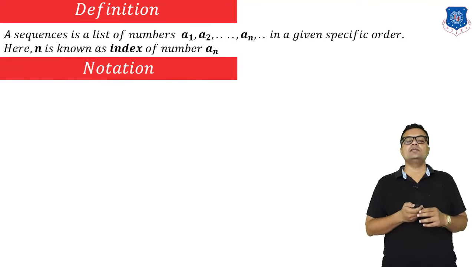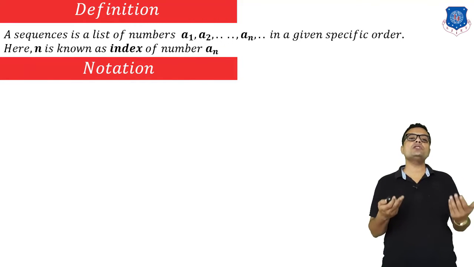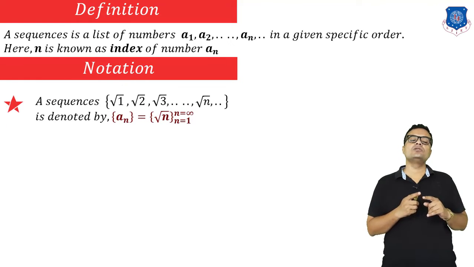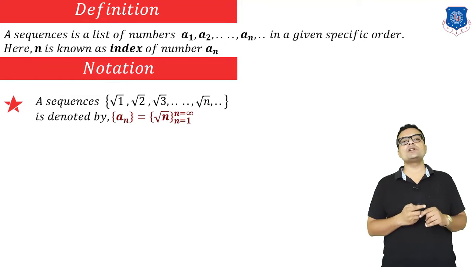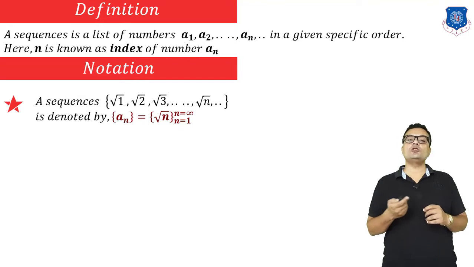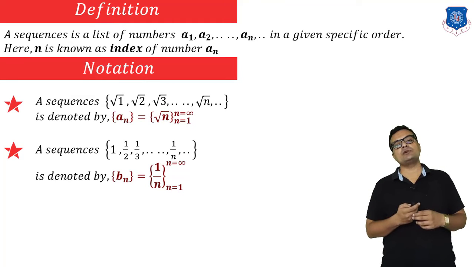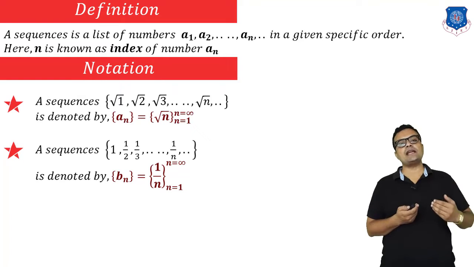The next part is how to denote all such sequences. If I consider root 1, root 2, root 3 up to root n, then the sequence is generally denoted by a small alphabetic letter, {a_n}, in curly brackets, with n from 1 to infinity. Another sequence is 1, 1 by 2, 1 by 3 up to 1 by n. Now I am denoting it by b_n. We can choose any alphabet, but generally it is in a specific order like A, B, C and so on.